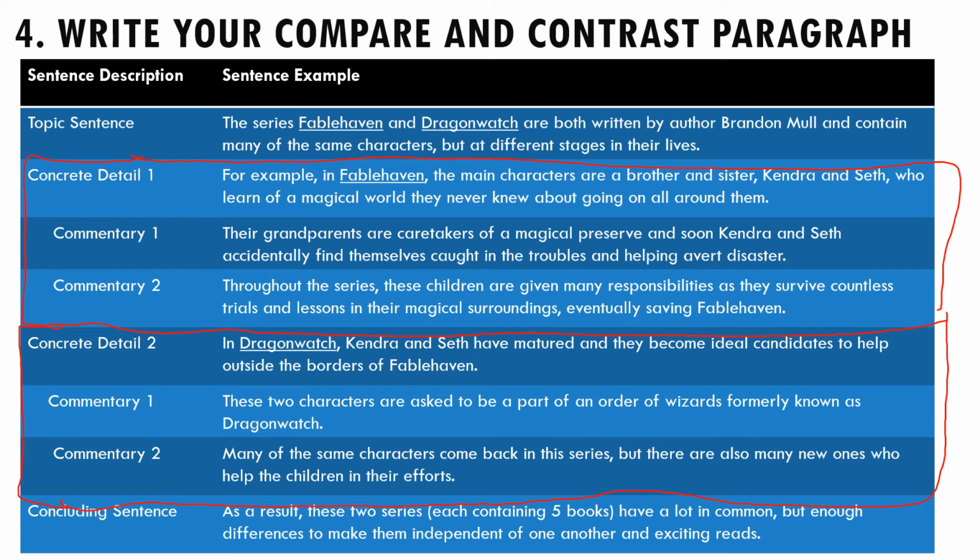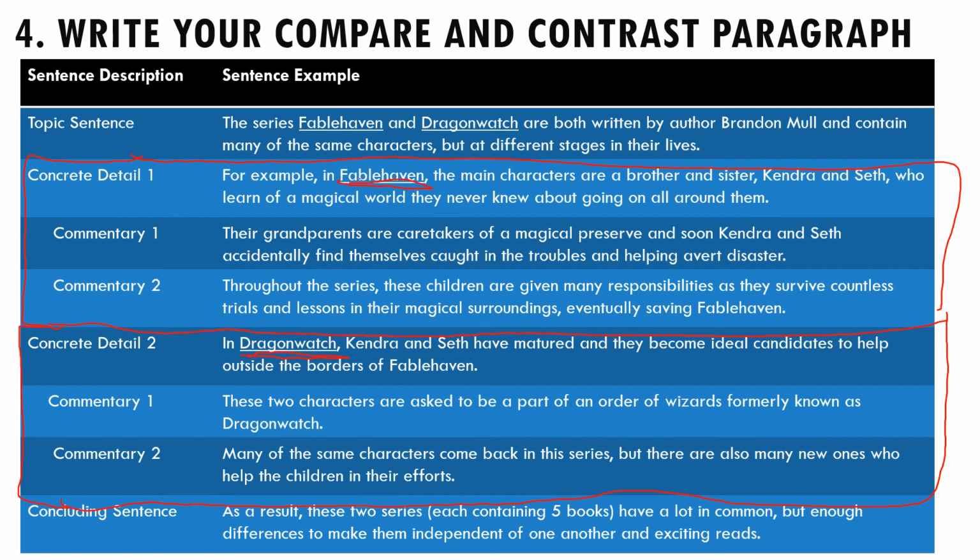And our concluding sentence: as a result, these 2 series, each containing 5 books, have a lot in common, but enough differences to make them independent of one another and exciting reads. So there's our sample paragraph. Notice how we talked about Fablehaven in chunk 1. Wait, let me erase that so you can see it better. Oh, pen. And Dragon Watch in chunk 2.